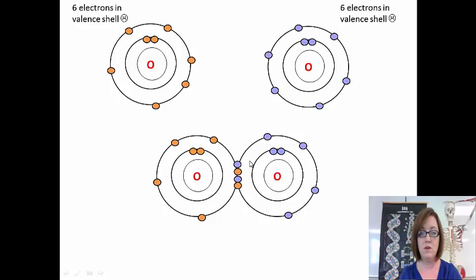If we count now, there is 1, 2, 3, 4, 5, 6, 7, 8 electrons in the valence of this oxygen. And let's count for this one too. 1, 2, 3, 4, 5, 6, 7, 8, right? So both of these oxygens now have 8 electrons in their valence shell, and they're both stable. And indeed, this is what oxygen gas looks like in an atomic model.